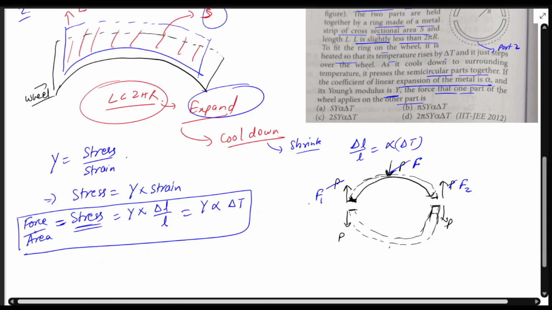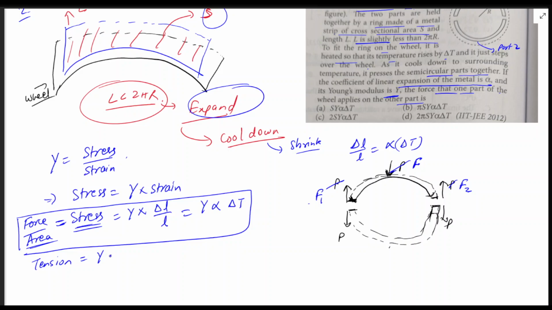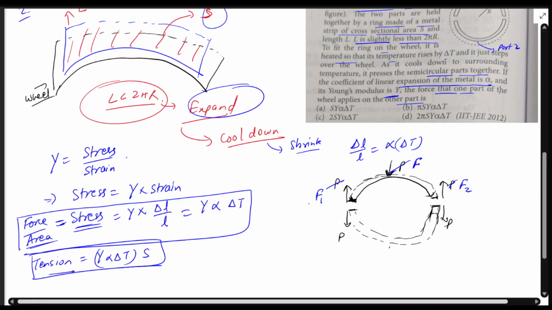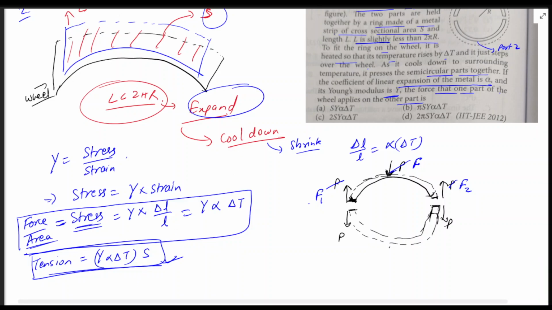So look, if this strip is pulling or compressing this wheel, what is happening is this strip is applying some tension. If I find this tension, it will be the stress times the area S. So in the whole strip, the tension will be this. Now, by symmetry, we can write this as F and this as F, and let's say this is F dash.